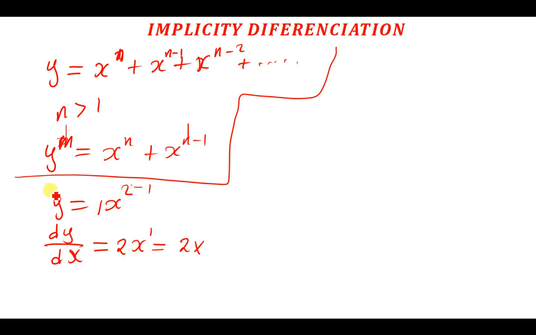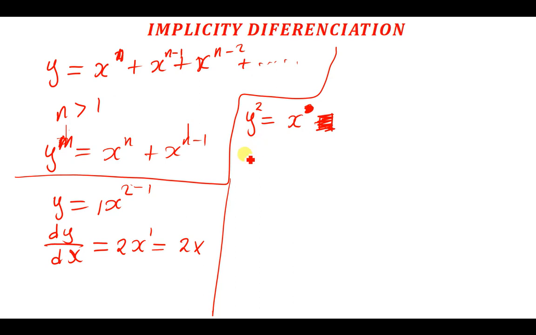So now imagine that y is also raised to a certain power. If y is also raised to a certain power, you have something like this. Let's say y squared is equal to x squared plus 1. Or let's forget about this one first. Let's just say y squared is equal to x.